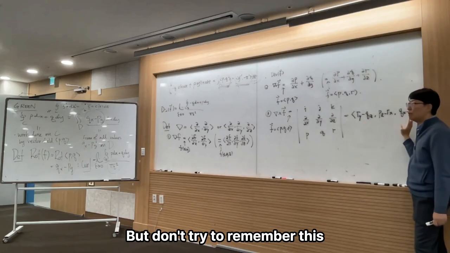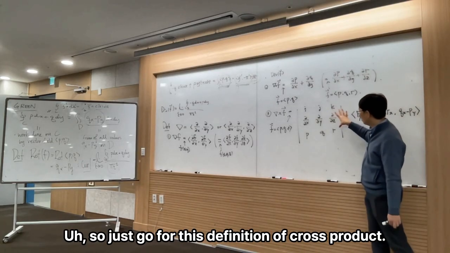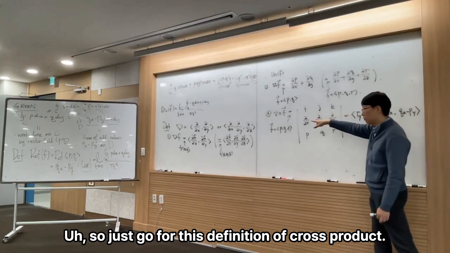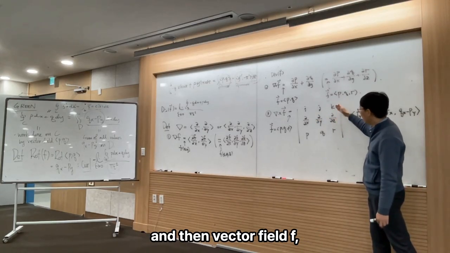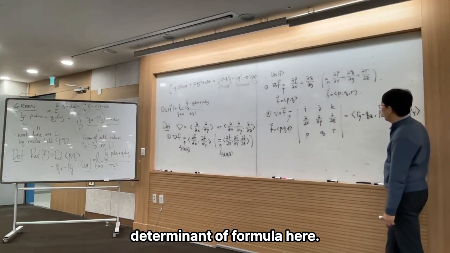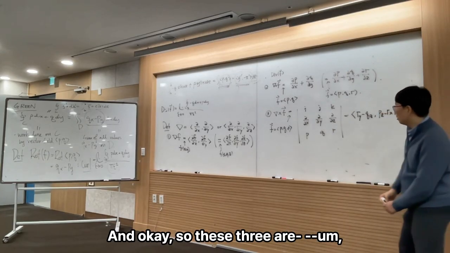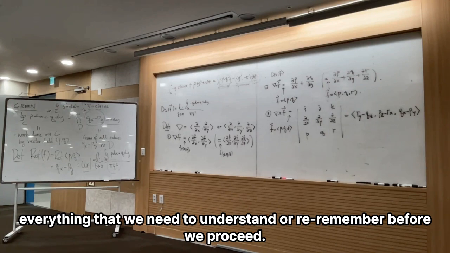But don't try to remember this because you'll always be confused. Just go for this definition of cross product. Just take the nabla operator and then the vector field F, and then do the matrix determinant formula here. Okay, so these three are everything that we need to understand or remember before we proceed.